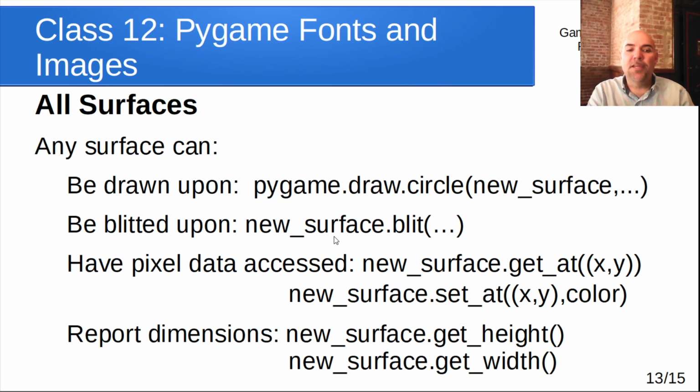You can have pixel data access. You could say new_surface.get_at and get the RGB color that's at some X and Y offset into that surface, or you could set a pixel and turn it on at some XY location, some color on some surface. And you can also, every surface, you can get the dimension. You can do get_height, you can do get_width, and that'll tell you how many pixels wide it is, how many pixels tall it is.